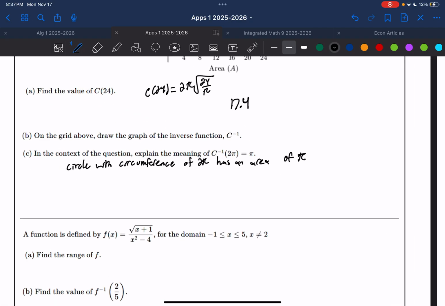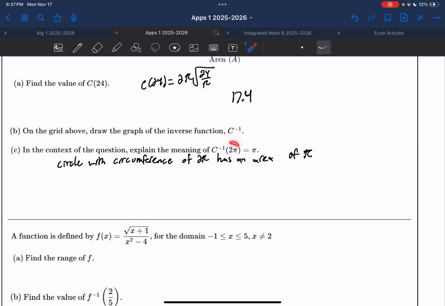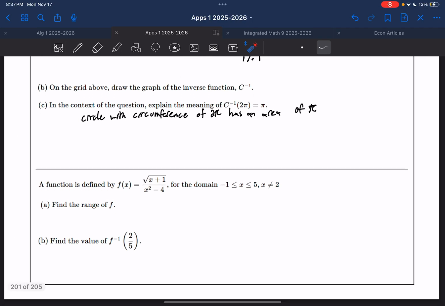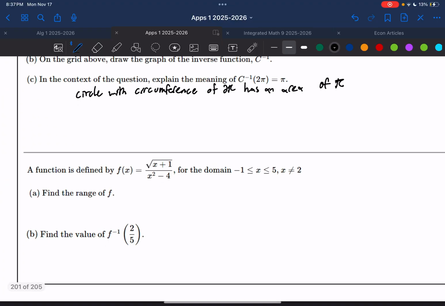And if you think about that, that makes sense because the circumference is pi times the diameter, or 2 pi times the radius. So if the circumference is 2 pi, then that means the radius is 1. And if the radius is 1, then the area, which is pi times the radius squared, pi times 1 squared, is pi. Okay? And then down here, one last question.